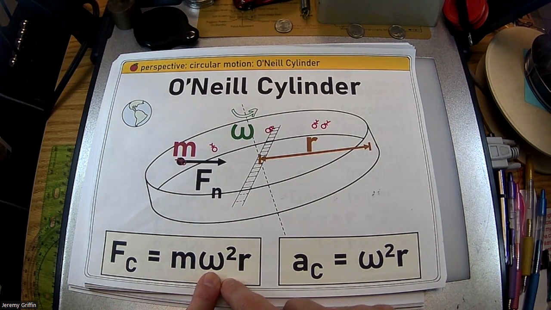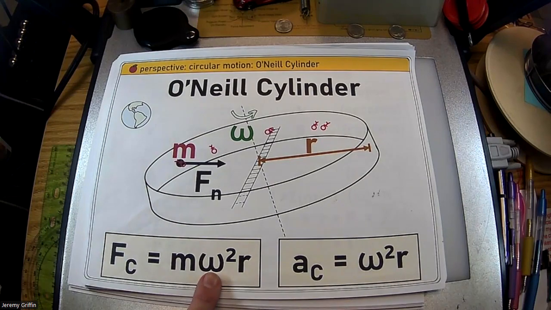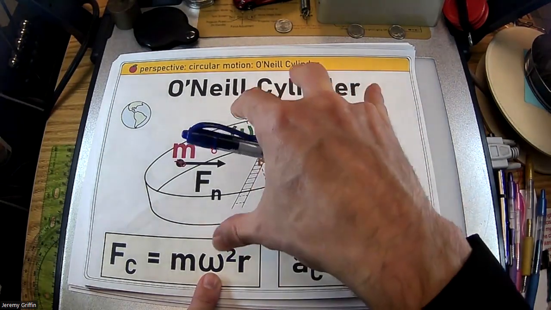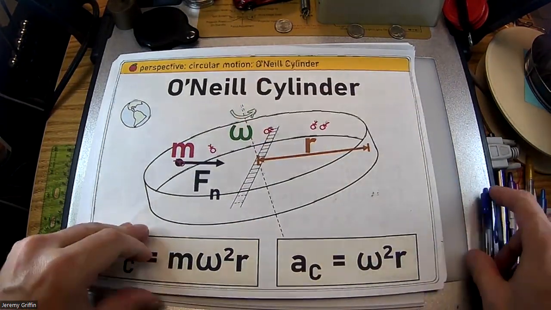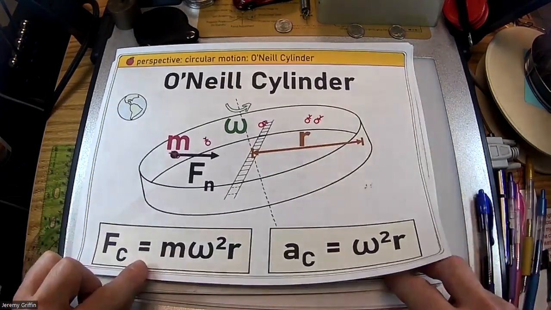Right. So, guys, what's the unit for omega? Radians per second, right? How fast it's turning, radians per second. Okay. All right, you guys get that?